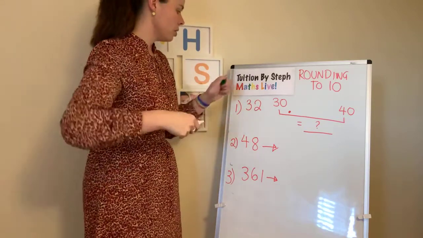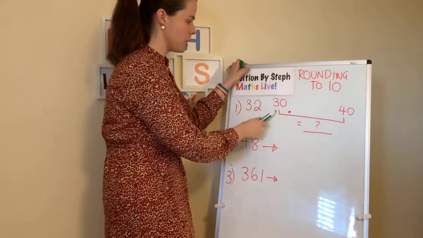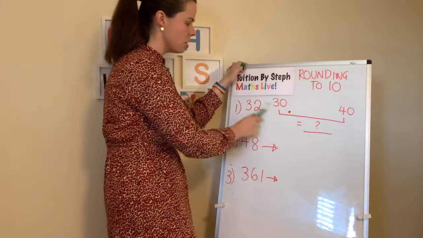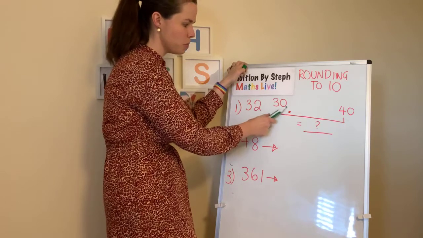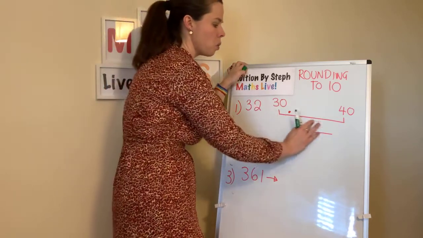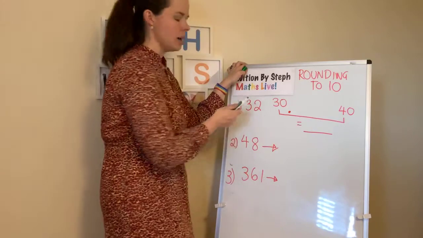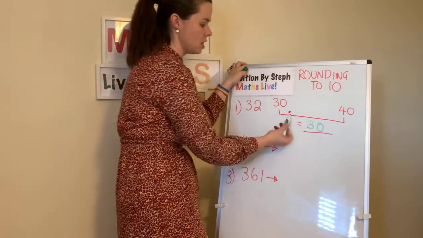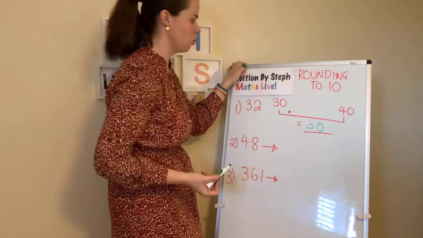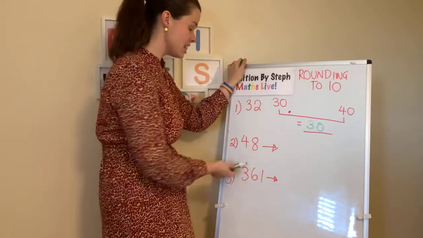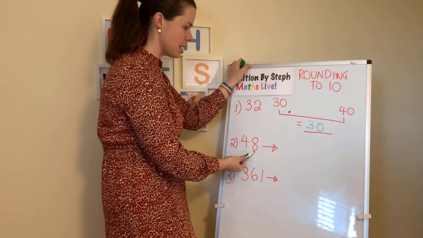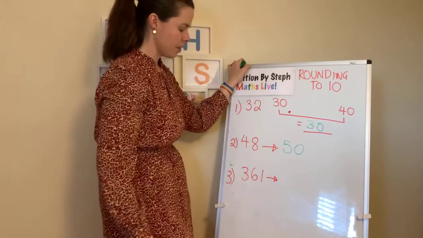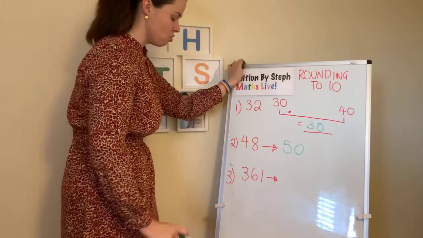So in the first one, we're told the number's 32 and we were given a little number line, and the dots, we had 30 and 40, and we were told that if you put 32 on the number line, it would be approximately there. So what number, rounded to the nearest 10, is 32? It's 30. You can see visually that it's closer to 30 than it is to 40. 48 to the nearest 10. It's currently in the 40s, but 8 means round up. So it's 50. And then for the last one, 361.